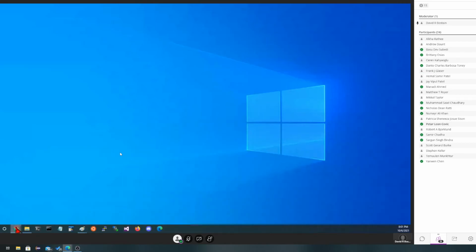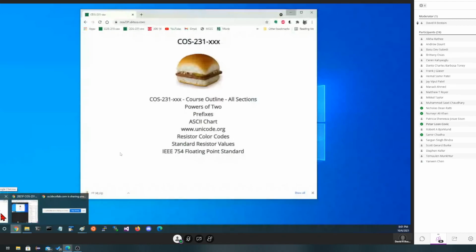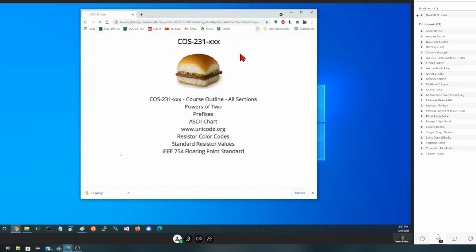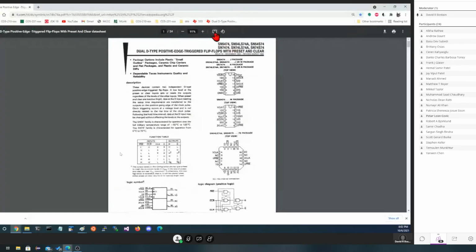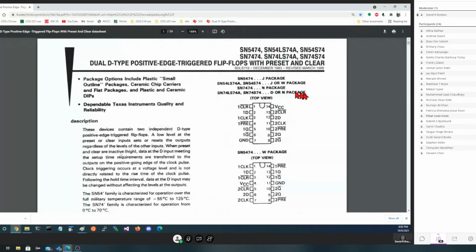Okay, I just arbitrarily picked a data sheet. This guy, it's a dual D flip-flop. Positive edge triggered with preset and clear. So it's got all the bells and whistles. Dual, when you're looking at a data sheet, means there's 2 of these devices inside the chip. So this will contain 2 D-type flip-flops.